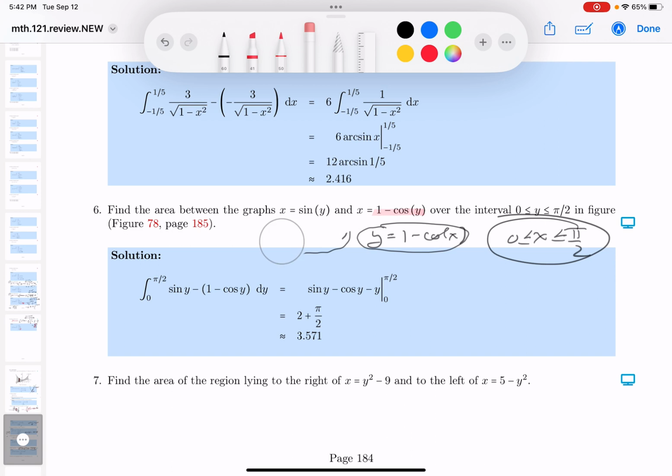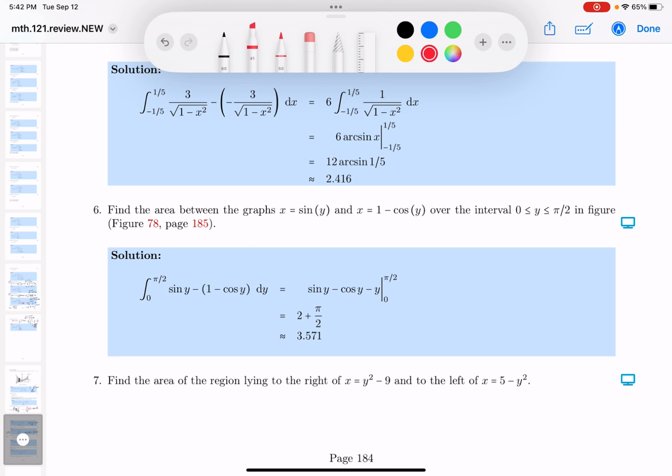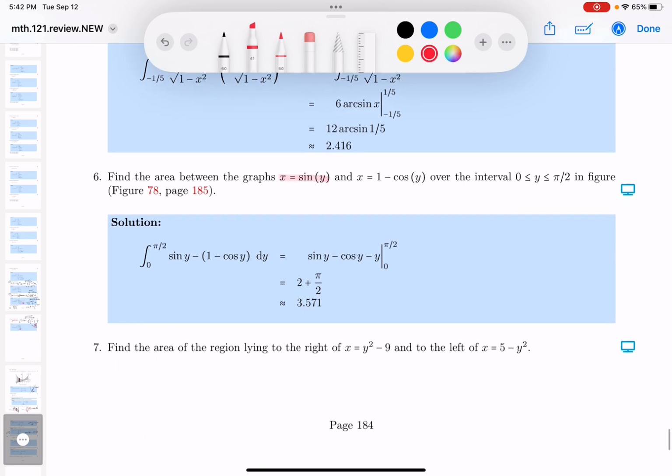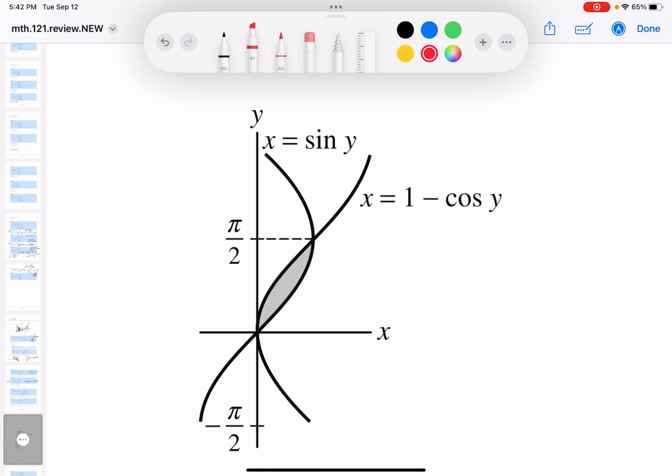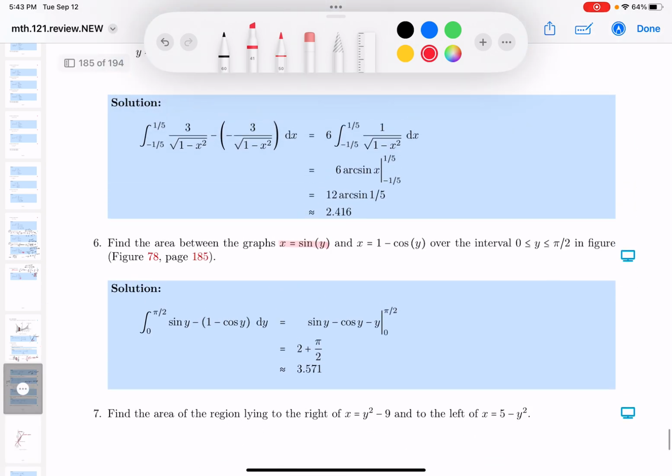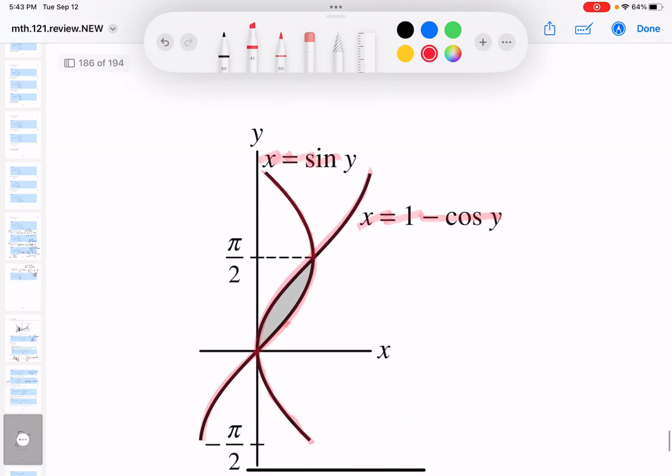Let me just say that we're going to look at the picture, though. I want to identify one picture at a time, and I want to do this one first, x equals the sine of y. Let's look at the picture. The curve is this one over here. All right, that's x equals sine of y. The other one is actually labeled for us: x equals 1 minus cosine of y. And they want the region where y goes between 0 and pi over 2. So they want this region over here.